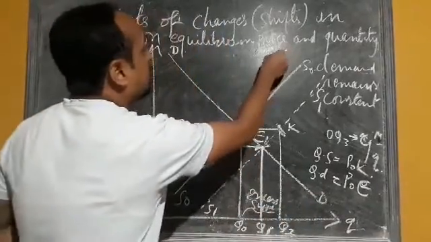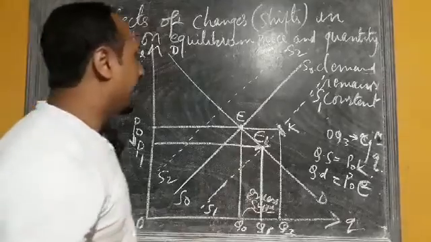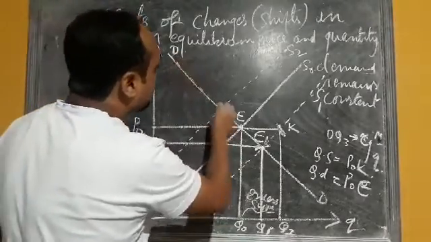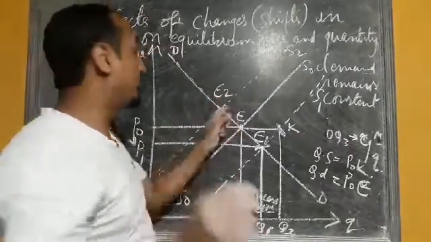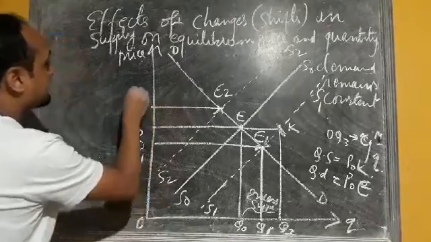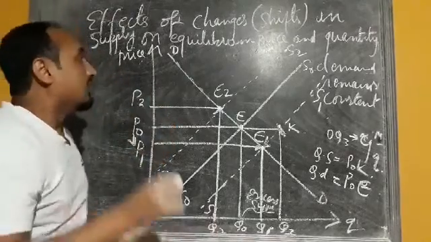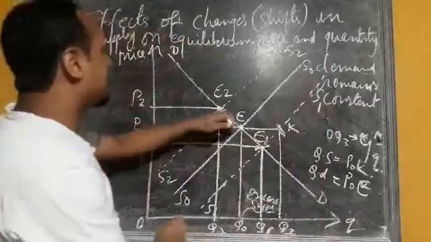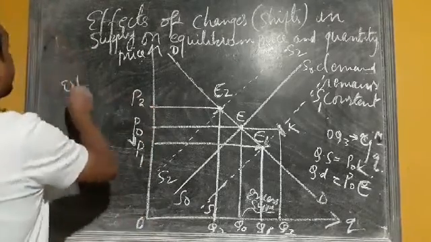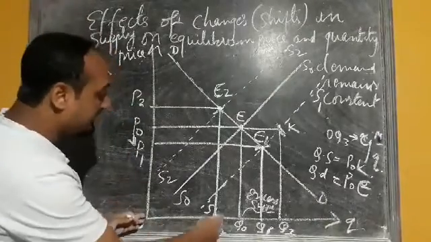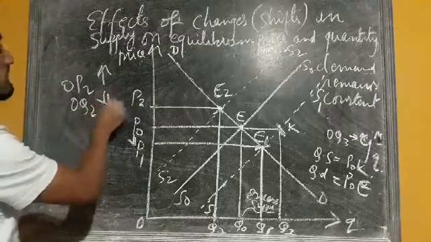So when the supply curve shifts leftward, suppose S2 is the new supply curve. Now this new supply curve and the demand curve are intersecting at a point, suppose E2. So at equilibrium point E2 we have a new equilibrium price, suppose P2, and equilibrium quantity Q2. So when the supply curve shifts leftward, we are getting a new equilibrium point E2 where the equilibrium price is increasing from OP0 to OP2, and the quantity is decreasing from OQ0 to OQ2.